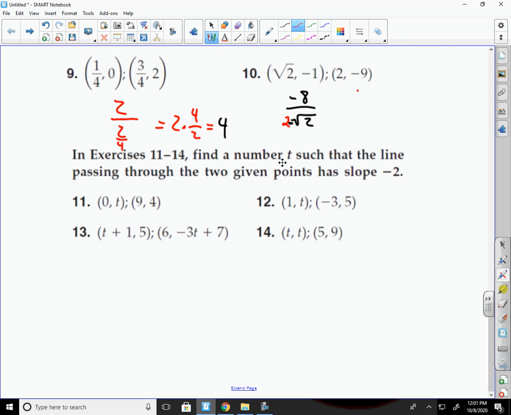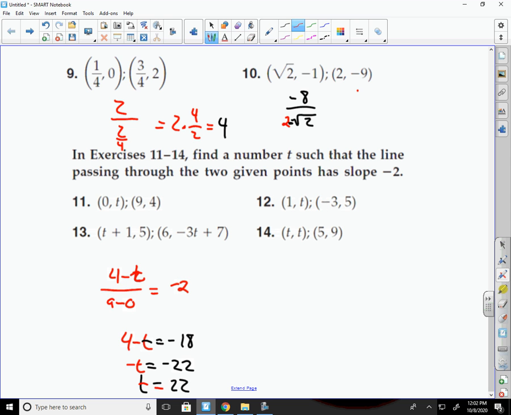On the bottom, find a number t such that the line passing through the two given points has a slope of negative 2. I do 4 minus t over 9 minus 0 equals negative 2. So the bottom's going to be 9. I multiply both sides by 9. That gives me 4 minus t equals negative 18. Subtract the 4 over. It gives me negative t equals negative 22. Divide by negative 1, t equals 22.